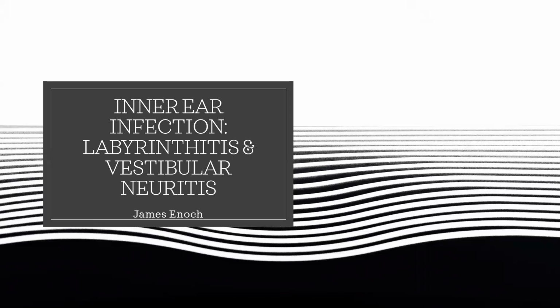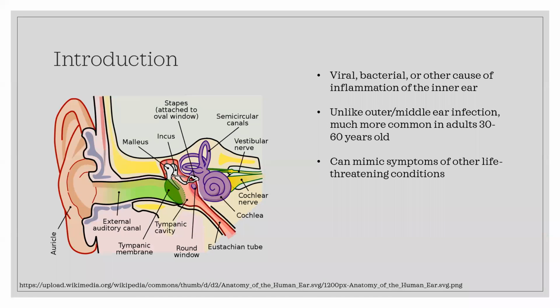Hello, my name is James Enoch, and in this presentation I'll be discussing inner ear infections, known as labyrinthitis and vestibular neuritis. So what are these conditions? They are infections that cause inflammation of the inner ear, usually resulting from viruses, bacteria, and some other specific causes that usually affect older adults from 30 to 60 years old, unlike outer or middle ear infections, which are much more common earlier in life. However, these diseases are also closely related, which I will discuss later on.